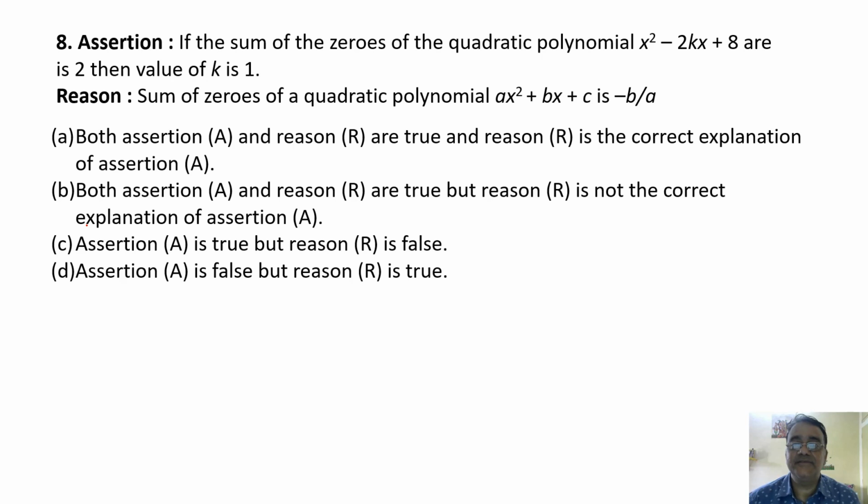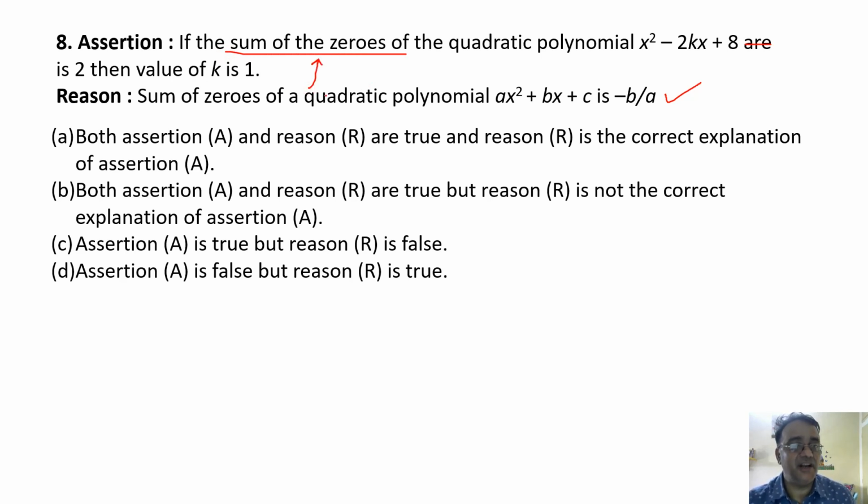Assertion: if the sum of the zeros of the quadratic polynomial x square minus 2kx plus 8 is 2, then the value of k is 1. And the reason is given: sum of zeros of a quadratic polynomial ax square plus bx plus c is minus b by a. So reason correct hai? Yes, sir. And the product of zeros we know is c by a. Here only the sum of zeros is given, that means the reason will explain the assertion.